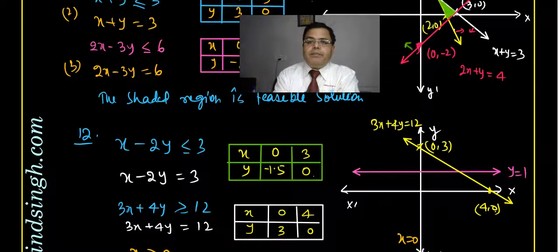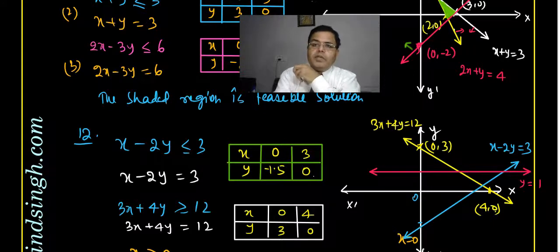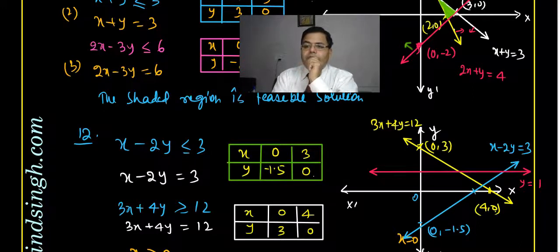Now the another line is there, and which will be coming with the help of x is equal to 0, y is minus 1.5. 1.5 is somewhere like this. So this point is described as 0, comma, minus 1.5, isn't it? And this line is passing through 3, 0. So x is 3, y is 0, right? And that will be y is equal to 1. This is line given that 3x plus 4y is equal to 12.